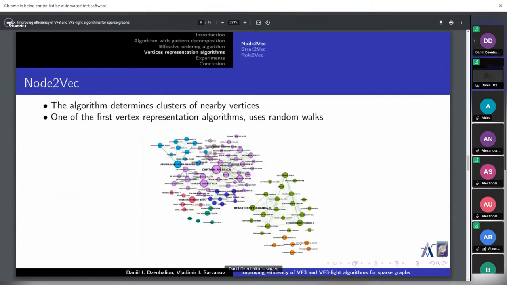Okay, and how to get features for the vertices? The first algorithm is node2vec. Node2vec algorithms use the following idea. Firstly, we need to collect a set of random walks on the graph, and then by using skipgram architecture, we get representation vectors for vertices, such that vectors for nearby vertices have scalar product close to one, and distant vertices have scalar products of the vertex representation that are not close to one.